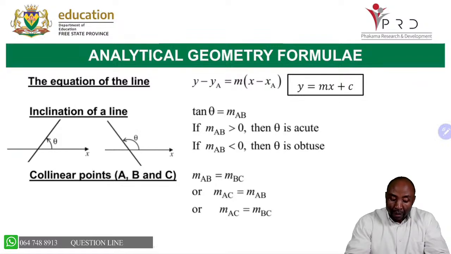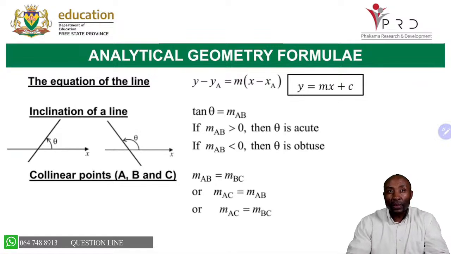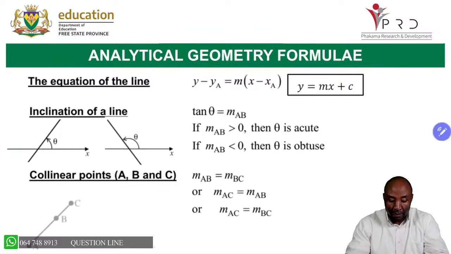Now, we should always remember that the angle of inclination is the angle a line forms with the positive x-axis. So we cannot have an angle of inclination which is negative or which is more than 180 degrees. Let us be careful when we do our calculations.